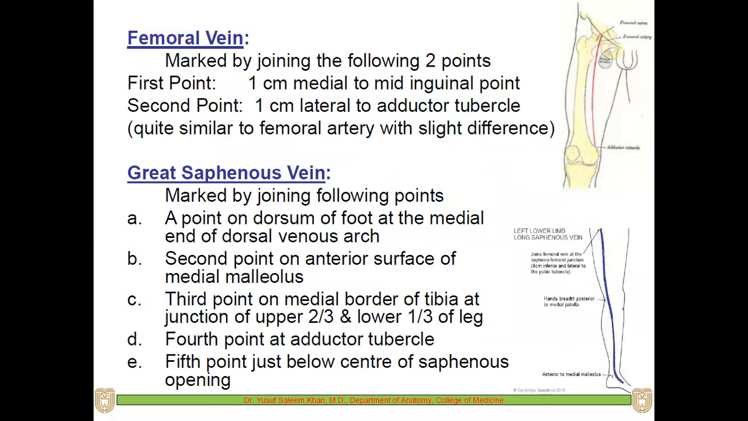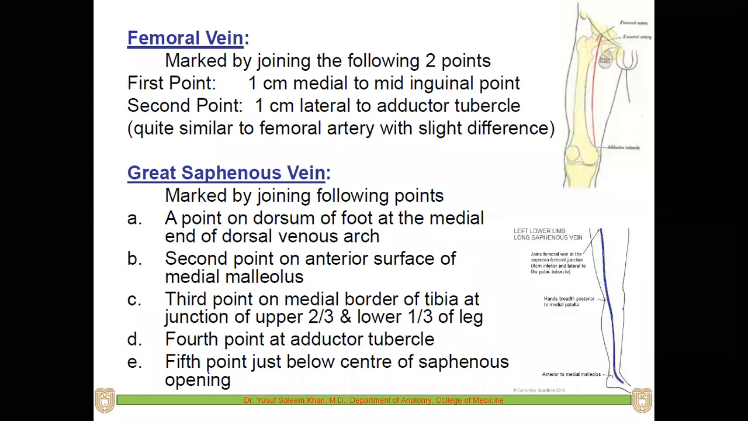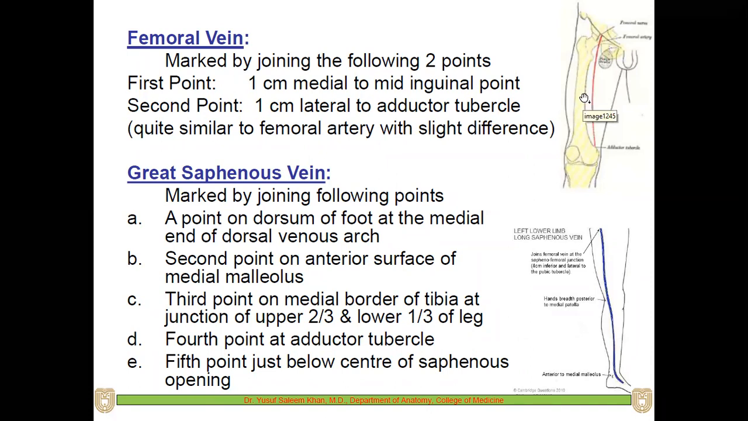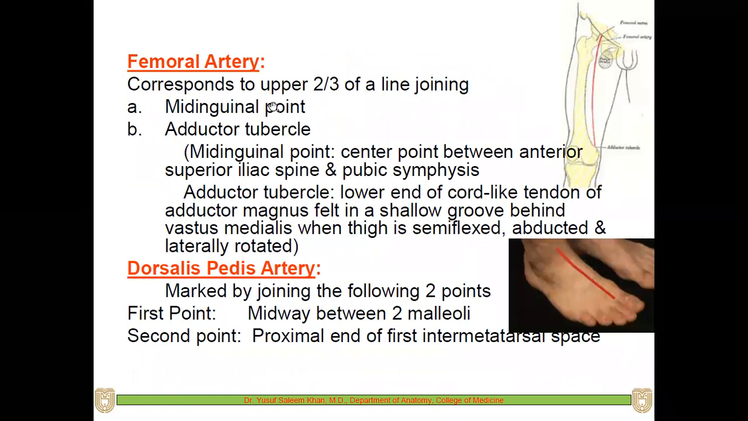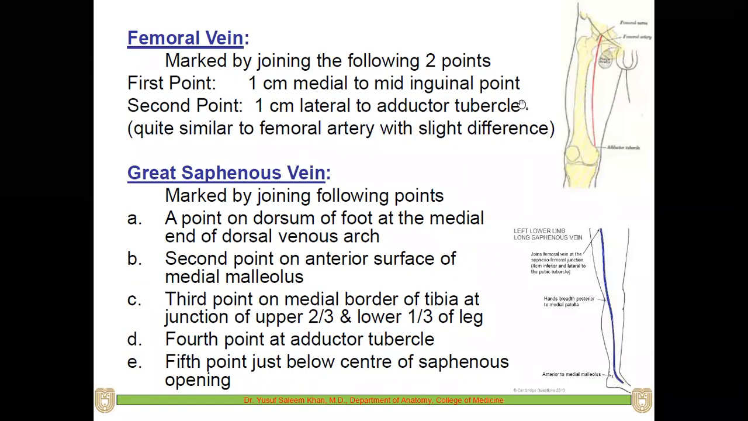Now coming to two veins which we can mark, that is the femoral vein as well as the great saphenous vein. The femoral vein is just beside the femoral artery. The marking is quite similar to that of the artery. Mark by joining the following 2 points. First point, 1 centimeter medial to the mid-inguinal point. In the artery, it was exactly at the mid-inguinal point. The vein is medial to the artery, so we'll take 1 centimeter medial to the mid-inguinal point.